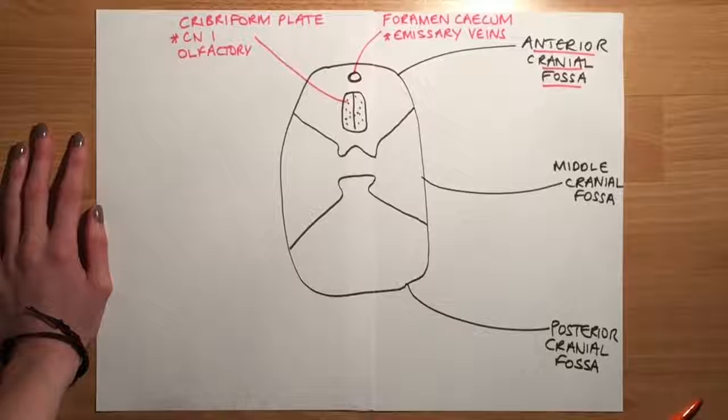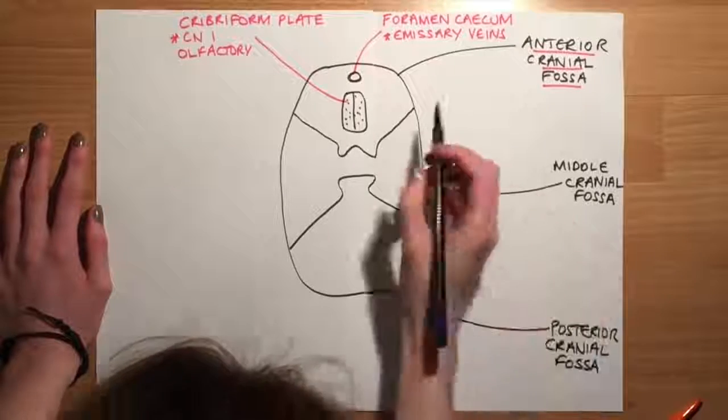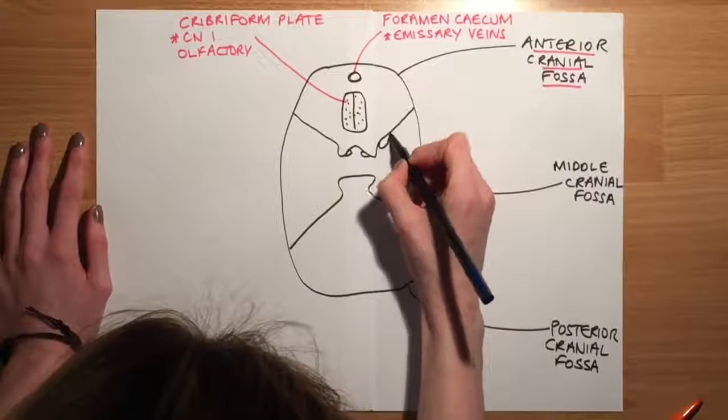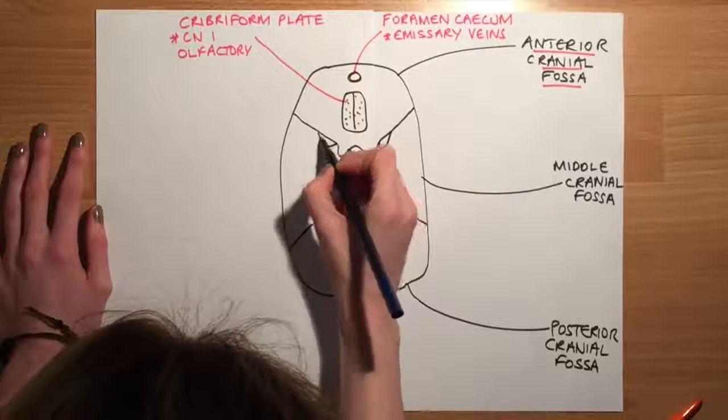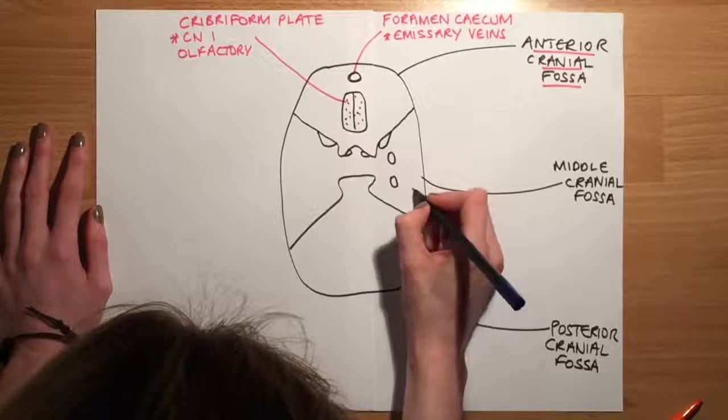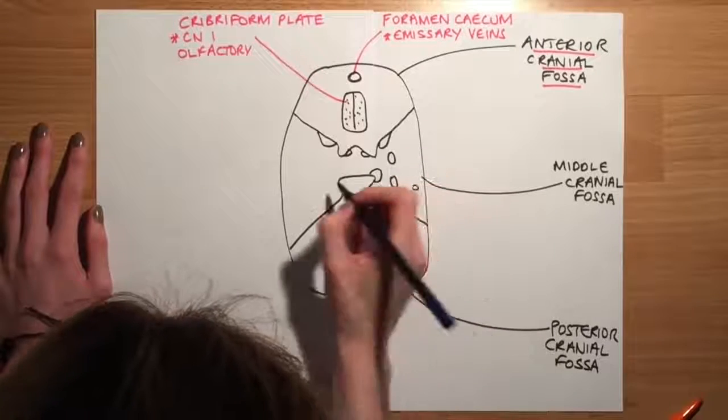Next, we're going to go on to discuss the middle cranial fossa. We're going to draw on the foramen that are found here. There are 6. First of all, the optic canal, the superior orbital fissure. Next, we're going to draw the foramen rotundum, the foramen ovale, foramen spinosum, and the foramen lacerum.